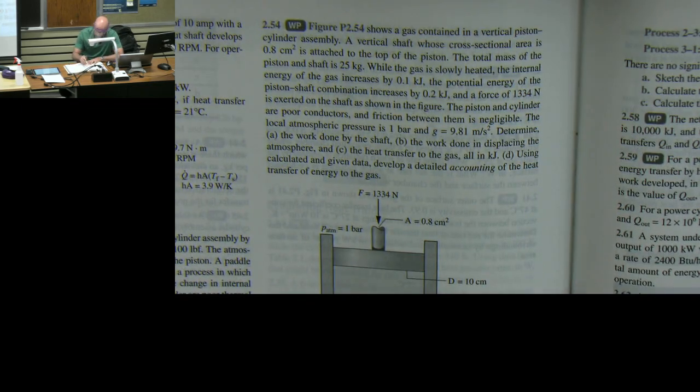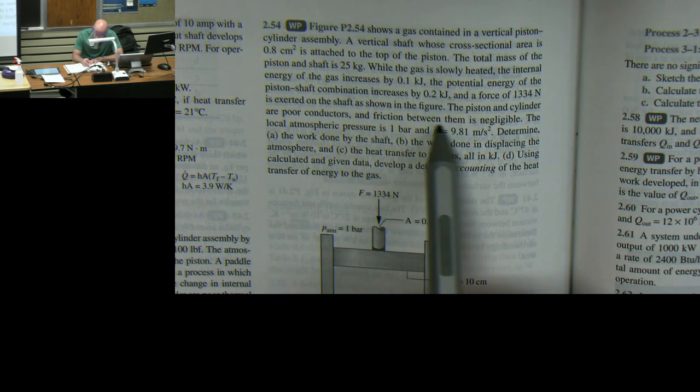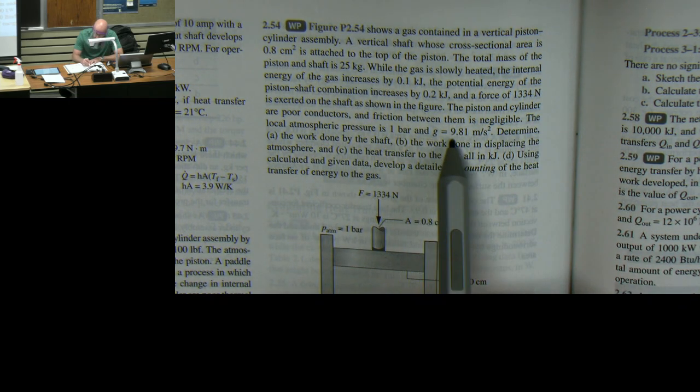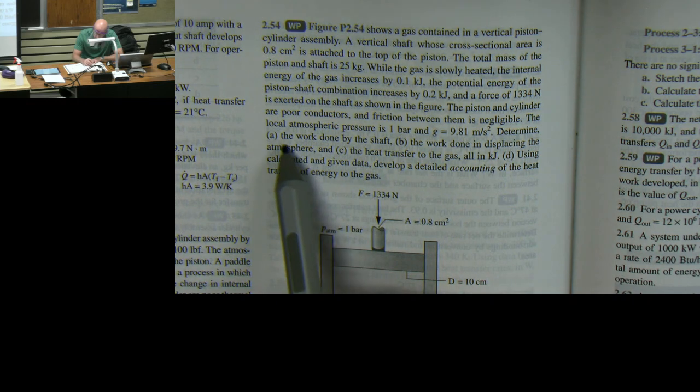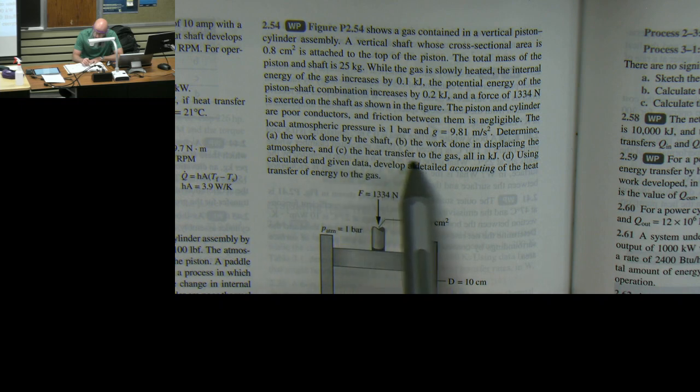That's one other thing. And then it says the friction between them is negligible. The local atmospheric pressure is 1 bar and gravity is 9.81. Then it wants to determine the work done by the shaft, the work done in displacing the atmosphere, and the heat transfer for the gas.